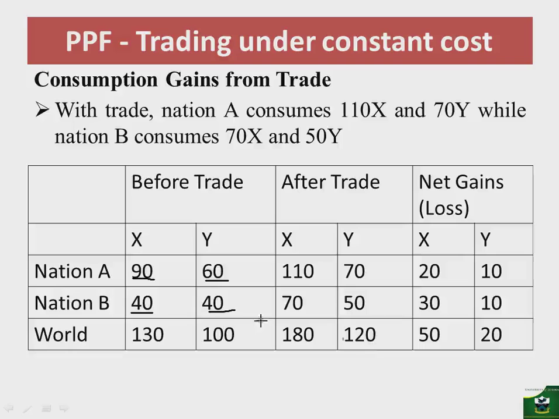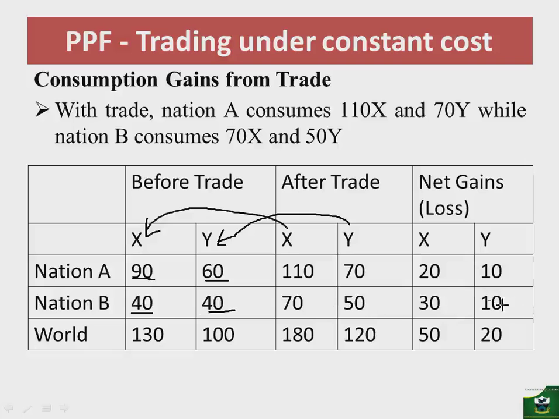To measure the net gains, we subtract the X consumption before trade from the X consumption after trade. So we will have 110 minus 90, which is 20, and then the Y consumption after trade minus the Y consumption before trade, 70 minus 60, which is 10. For nation B, in terms of X, we will have 70 minus 40, which is 30, and then 50 minus 40, which is 10.